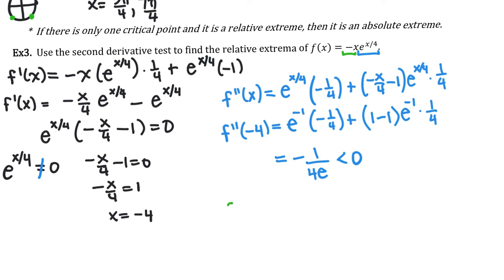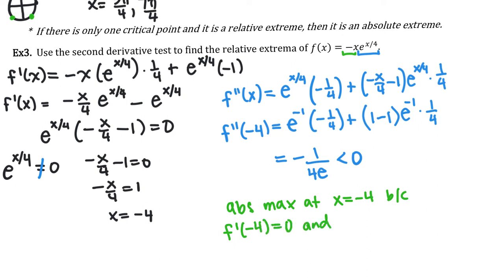So the best way to describe it is that there is an absolute maximum at x equals negative 4. And the reason is because f prime of negative 4 equals 0, and because f double prime of negative 4 was less than 0.